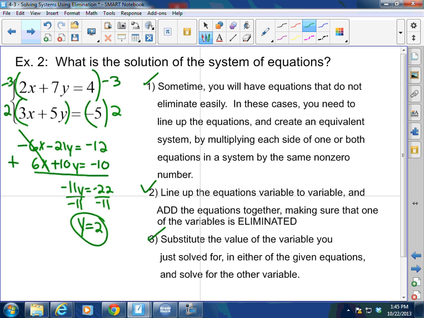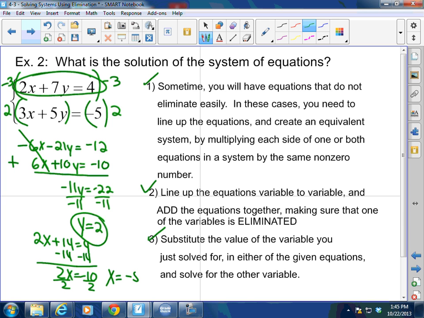So me, I'm going to choose to plug it into here. It doesn't matter where you go though. So I got 2x plus 14 equals 4. Subtract 14 from both sides. 2x equals -10. Divide that by 2. X will equal -5. My solution, -5, comma 2. Easy peasy.